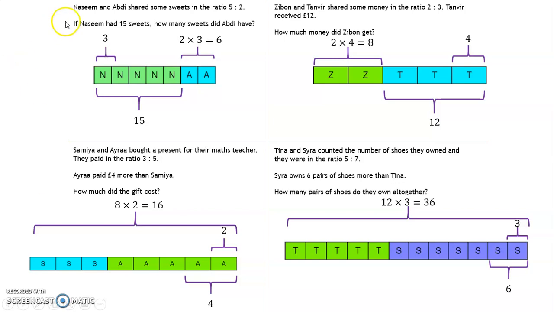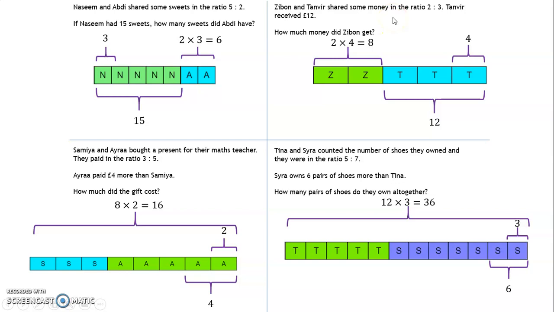So problem number 1, Nazim and Abdi share some sweets in the ratio 5:2. If Nazim has 15 sweets, how many sweets did Abdi have? So here I've drawn out the bar model 5:2. Nazim had 15, so these 5 parts here that are Nazim's is representing 15 sweets. I divided by 5 to find one part is 3, and then I know Abdi had 2 parts, so he had 2 lots of 3, which is 6.